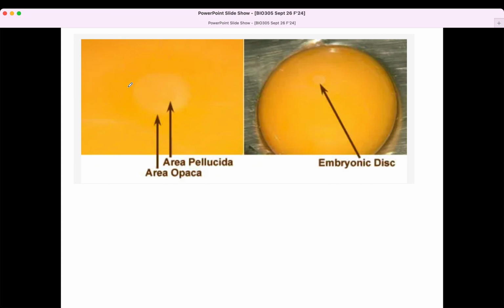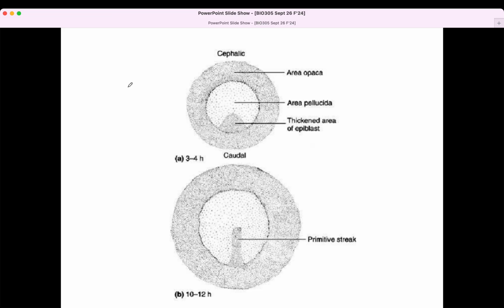And so we're going to imagine that the embryo is just lying down on its tummy, with its head over here and its tail over there, like it's a coin on the surface of the egg yolk. This just shows the start of that development. And so we have these two areas, the central area pellucida and this area opaca.